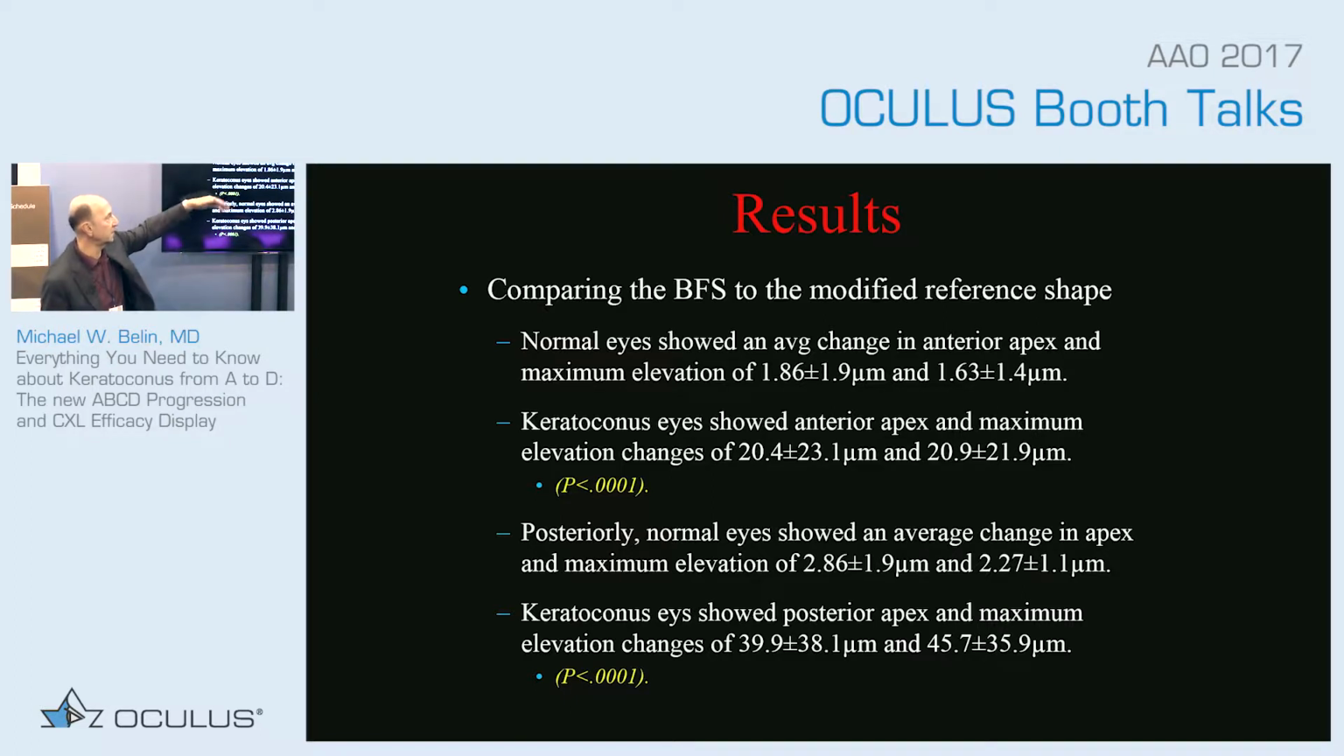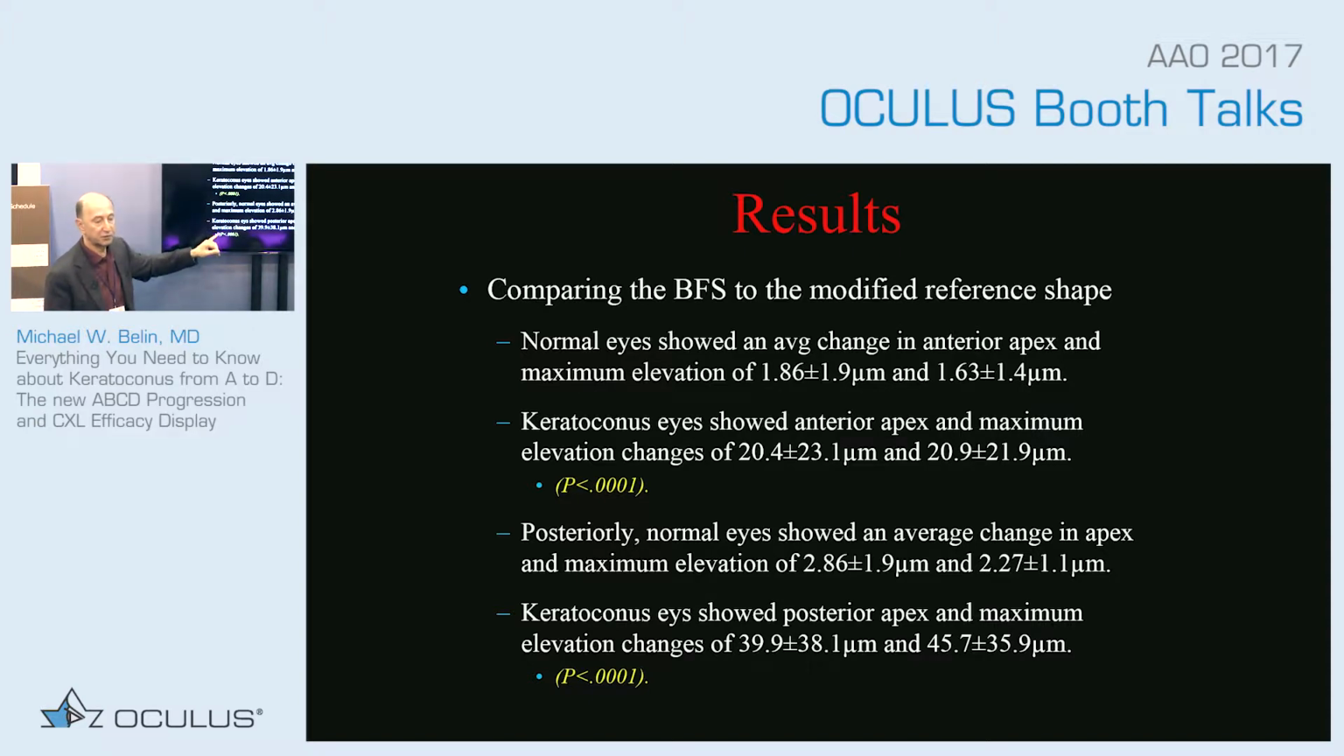You can read the numbers here, but going from the standard 8mm best fit sphere to the enhanced reference surface, normals averaged less than 2 microns of change. And keratoconic eyes on the anterior surface averaged roughly 20 microns of change. That had a p-value of 0.0001, so highly significant.